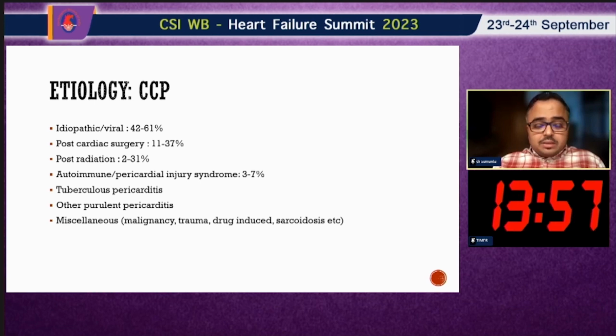But in API 2017, they are quoting that around 30 to 35% of constrictive pericarditis in India and the Indian subcontinent are from a past history of tuberculosis, maybe active or inactive. Other purulent non-tubercular bacterial pericarditis are there, and miscellaneous causes like malignancy elsewhere or in the pleura or pericardium, trauma, drug-induced, and sarcoids. So these are the usual etiologies of constrictive pericarditis.